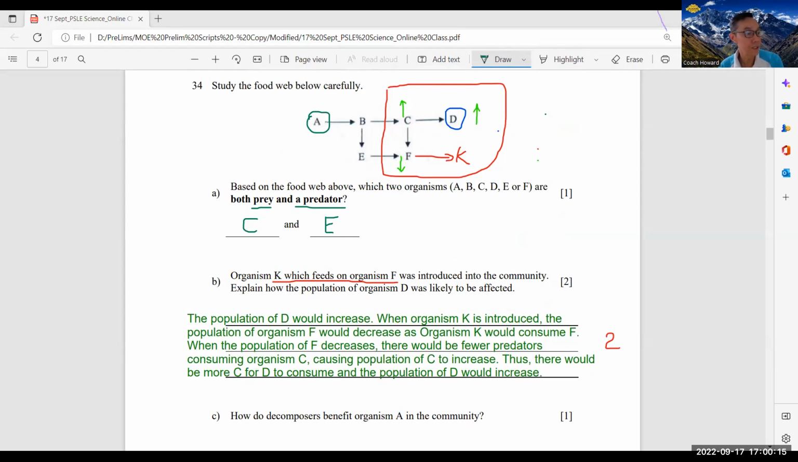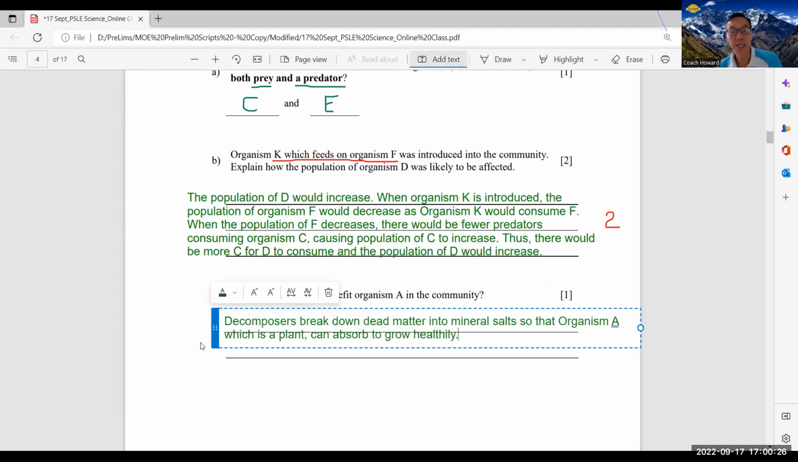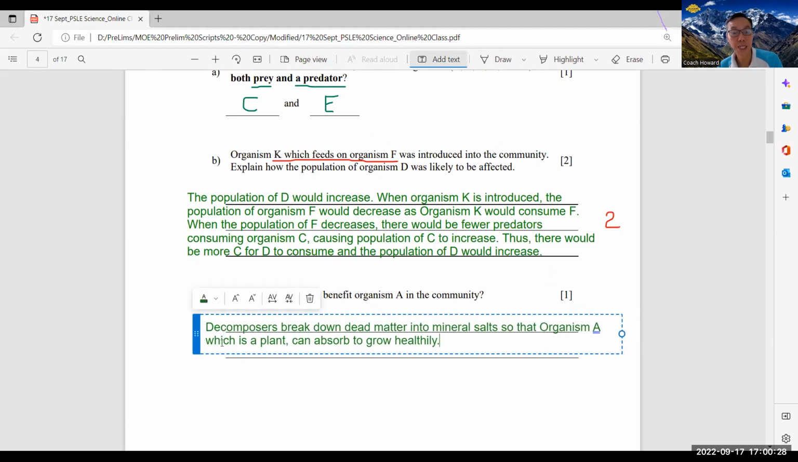Okay, so this answer is testing your understanding of whether you know organism A is a plant. For this question, they are testing your understanding that organism A is a plant. Okay, so this is the answer.